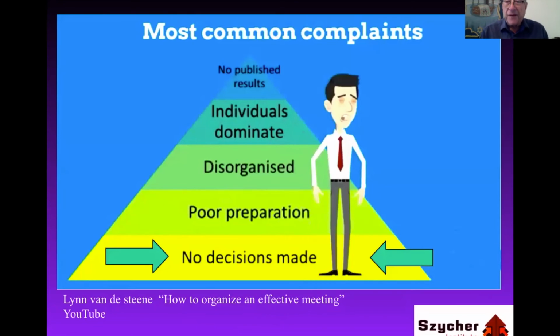Well, I'm going to finish, this is the last slide, with the most common complaints that people have regarding meetings. And the biggest one is that no decisions are made. You can have many meetings and you don't end up with decisions. Now, some of it has to do with poor preparation on your part. Certainly, the meeting can easily get disorganized. You can have an individual who tries to dominate the meeting. And the other one, of course, is the fact that whatever meetings you have, you have no published results.